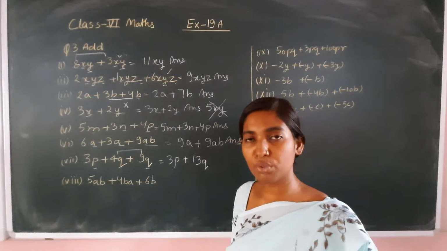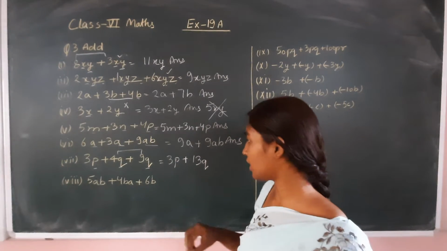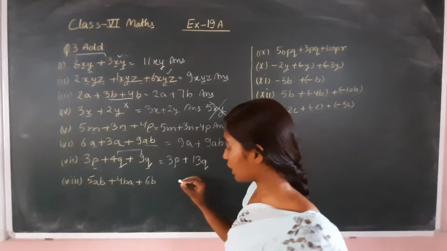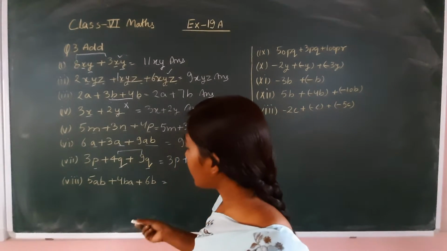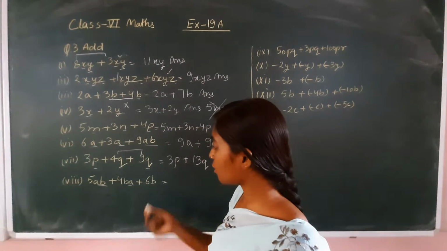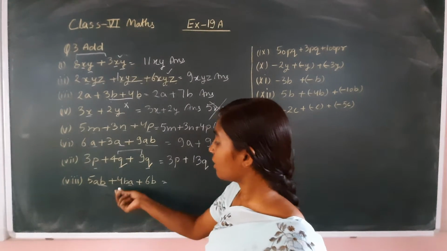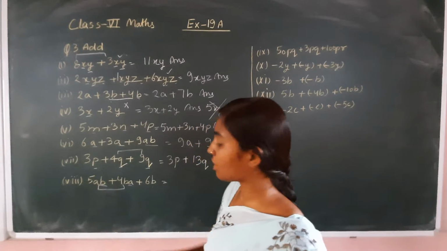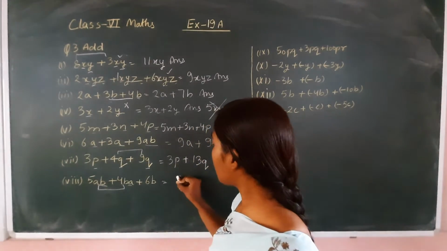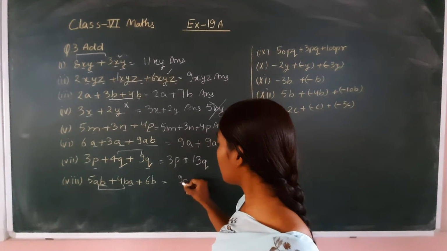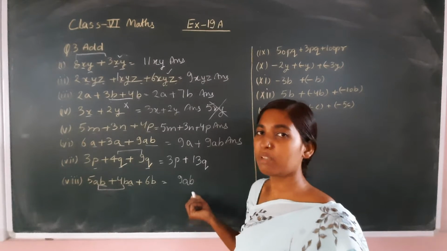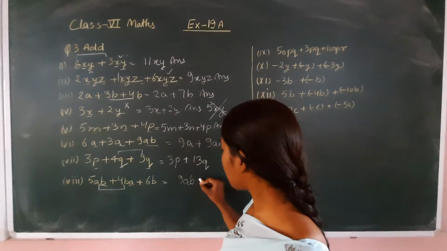Remember, the variable you have to write one time only, not two times. After addition, the variable should be written once. Now next, here is ab, here is ba, here is b. This one is not like any other terms. These two terms are like terms, so they will get added or subtracted. 5 plus 4 will become 9 and the variables are a and b. Either you write ab or you write ba, there is no effect.